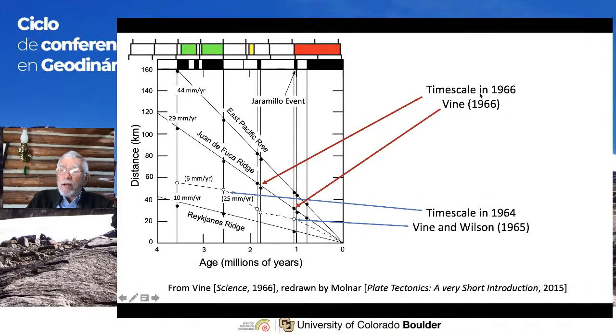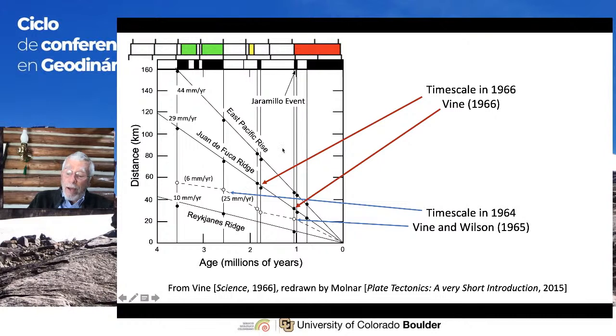The time scale that Vine used in 1966 looks like this nice straight line. The time scale that came from 1964, there was none published in 65, and that Vine and Wilson used in 1965 did not include the Jaramillo event. It's this time scale up here. And so they got a very irregular history of seafloor spreading.